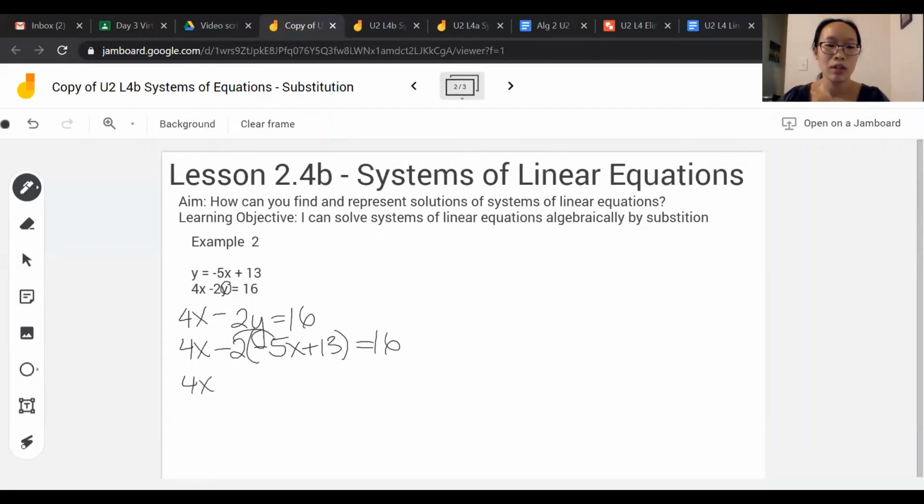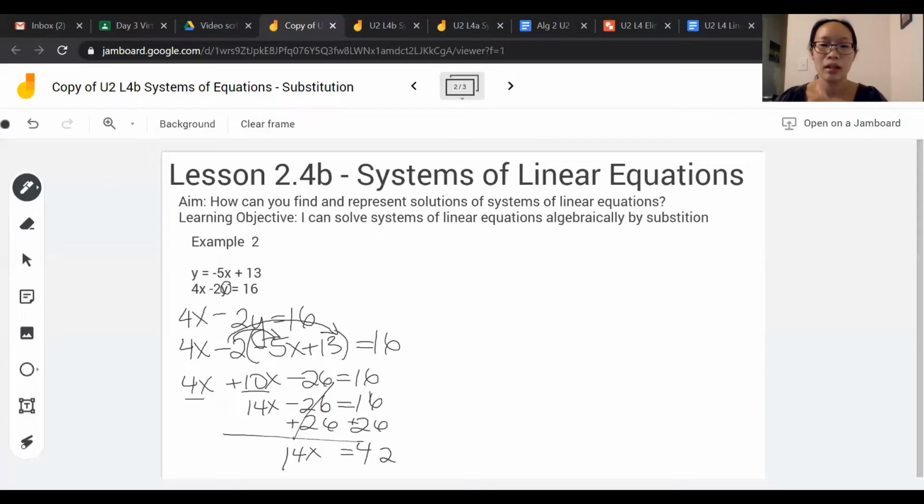A negative 2 times a negative 5x is a plus 10x. A negative 2 times a positive 13 is minus 26. And then I have like terms of 4x and a 10x gives me 14x. Minus 26 is equal to 16. I can add 26 to both sides. And then that leaves me 14x is equal to 42. And then I can divide each side by 14 to give me x is equal to 3.